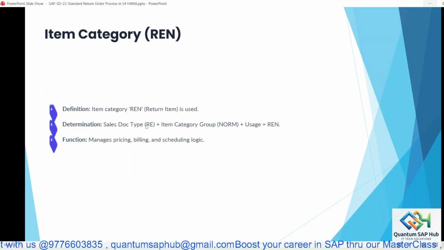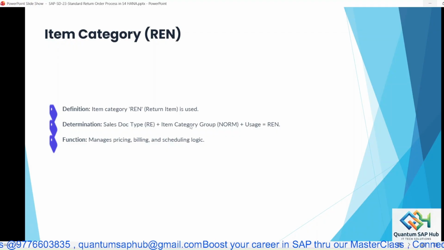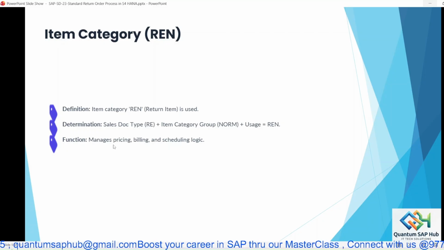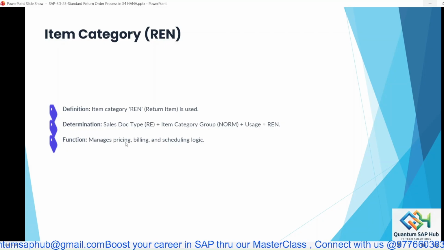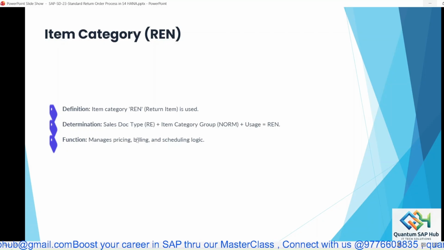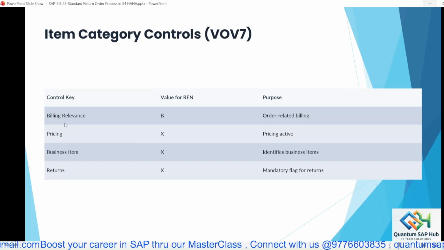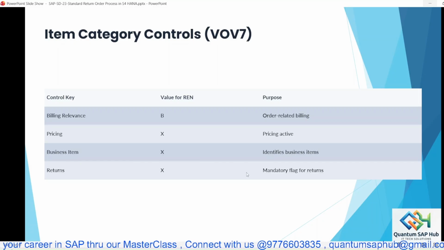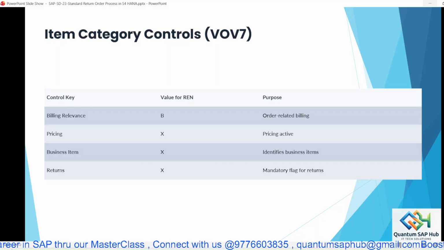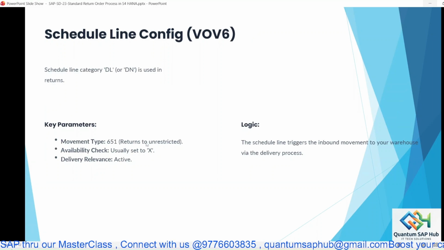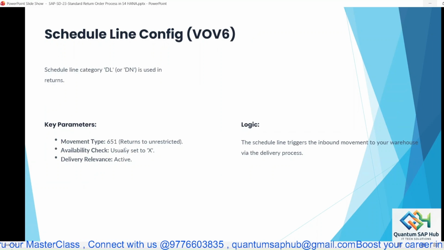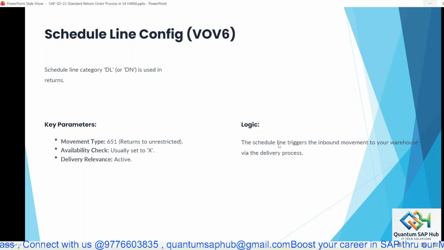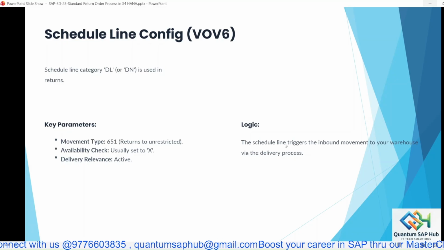Item category is a combination of RE, then item category group NORM and usage, that is REN, and this REN item category will manage functions like pricing, billing, and settlement. Billing relevance is order related billing, pricing is active, business item is yes, and returns mandatory flag is set. So this is the item category control. And the schedule line is 651, the movement type is attached, availability check is usually X, and delivery relevance is active. It triggers the inbound movement to your warehouse via the delivery process.